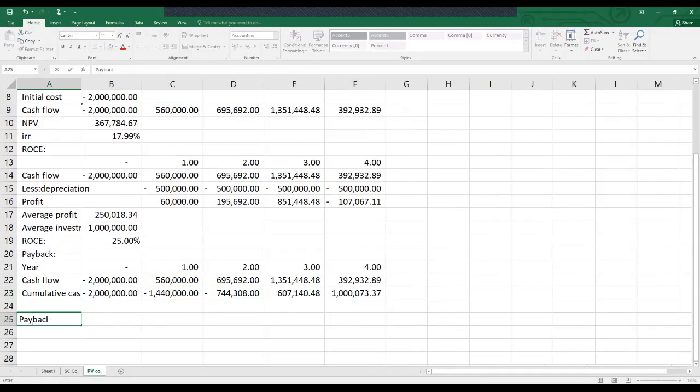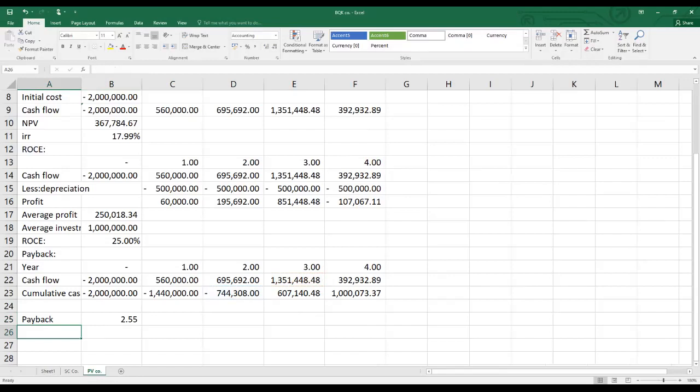Therefore, payback period, which is discounted, will be equal to 2 years, plus, by the end of year two, what you need is 744. That will be equal to minus 744, because that's what you need. You divide by what you'll be earning in year three, which is 1351. Clear? That gives the payback period for this project.